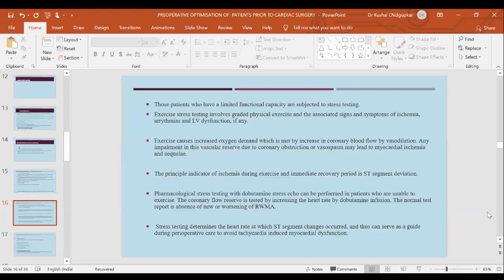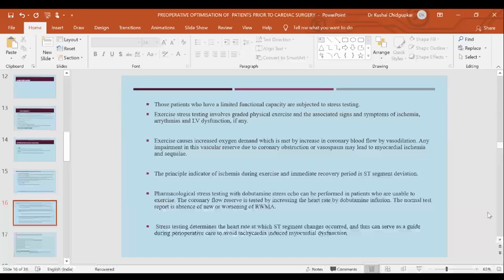Yes. So if the ST changes have started occurring at a heart rate of 120 in your patient, when you anesthetize this patient, you should take measures so that the heart rate doesn't go to that level, because that is the cutoff limit at which ischemia is induced in this patient. So if the stress test report is available, as an anesthesiologist, this is the information that you should try to look for. Yes, sir.